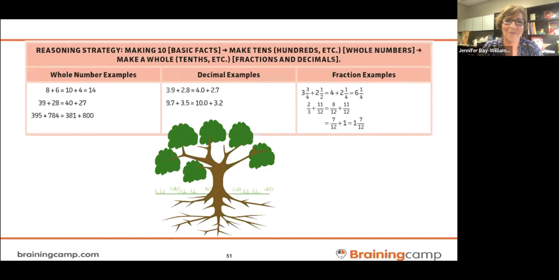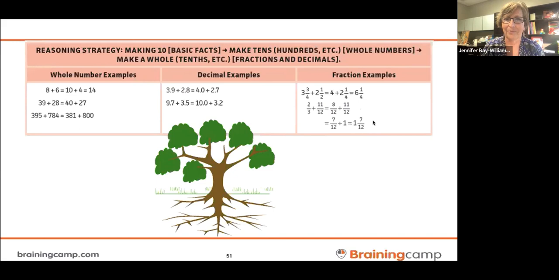So the make a whole strategy for decimals is, here we have 3 9/10, so close to 4. I can just move a tenth over and then I have 4 wholes, and then I have 2 7/10. Or here we have 9 7/10, which is 3/10 away from a whole number. So I move 3/10 over to make a whole. Sorry, I rushed through that slide. Then the same thing with fractions, where we can move some over to make a whole.